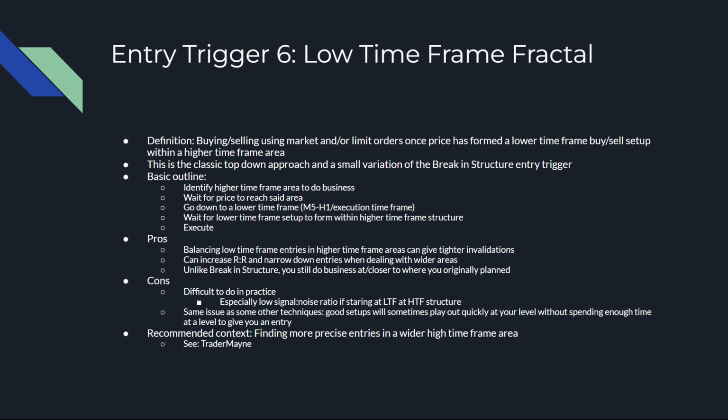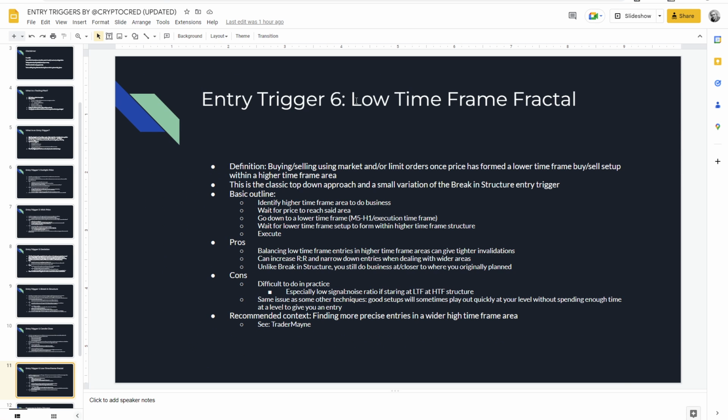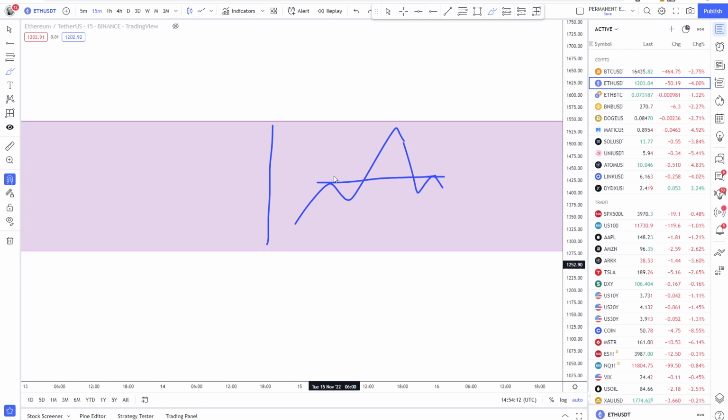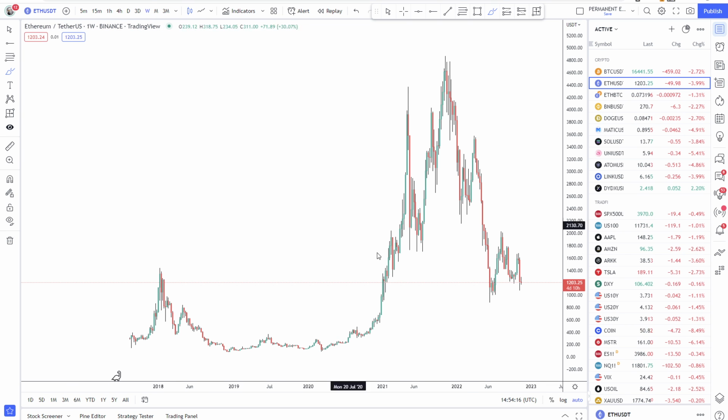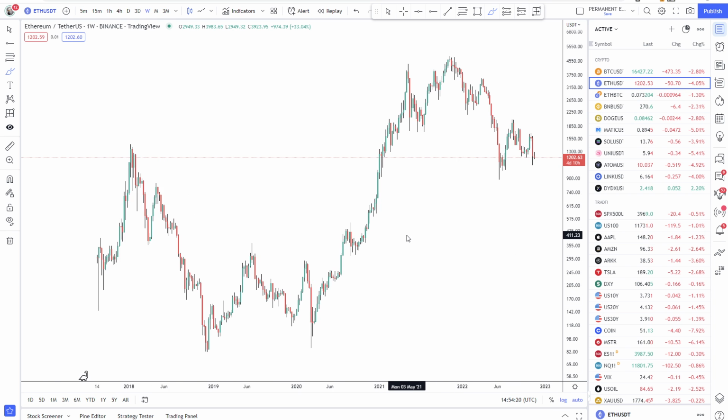And again, you have a low time frame entry for a high time frame swing trade. So the risk reward for that ends up increasing exponentially. And that's sort of the second point, front running myself as usual. It can increase the risk to reward and narrow down entries when dealing with wider areas. Like you'll see a lot of analysis on Twitter, which is completely reasonable. They'll draw out like a larger weekly area somewhere. Let's do some random stuff.